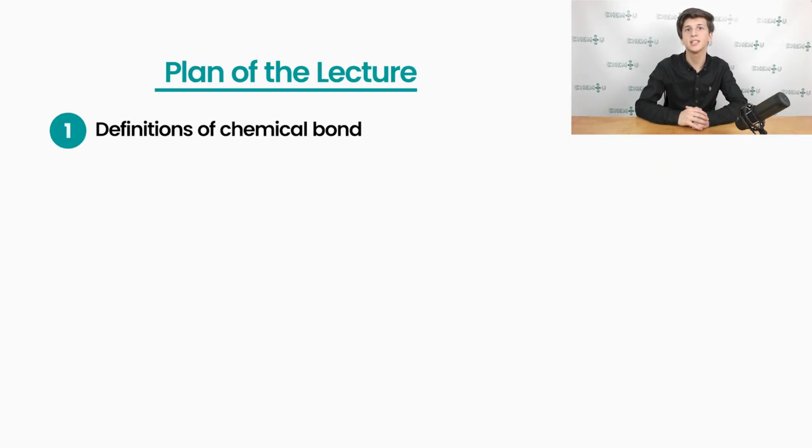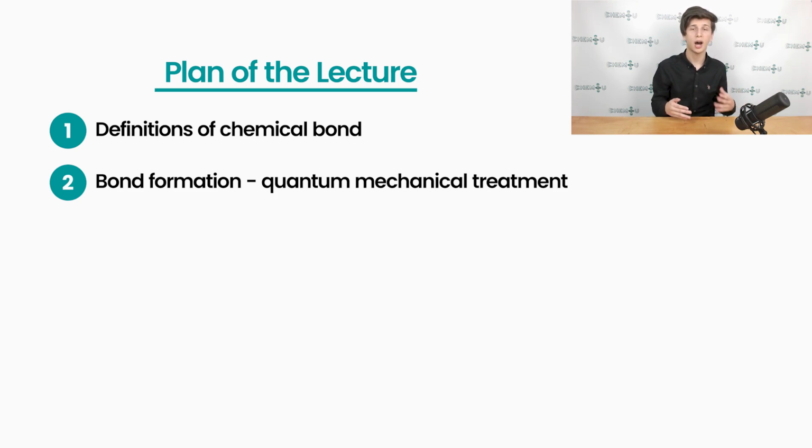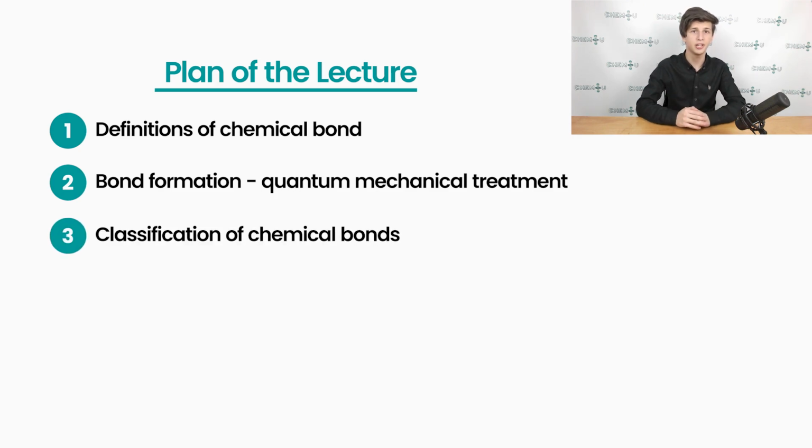This is the following plan for today. First, we'll discuss the definition and origin of any chemical bond. Then, we'll show how the energy of a system changes if a bond is formed and explain it from the quantum mechanical point of view. After that, we'll discuss classification of chemical bonds and briefly describe ionic, covalent, and metallic bonds.